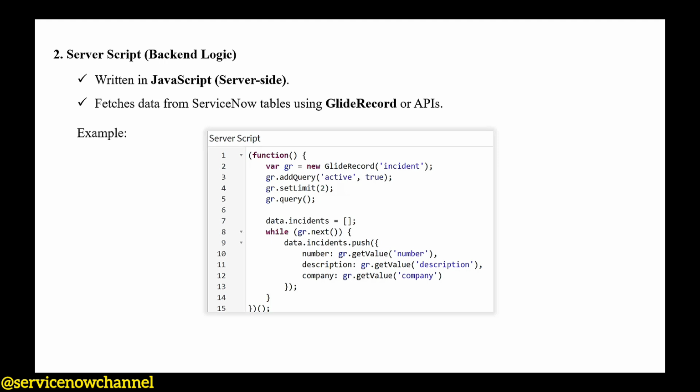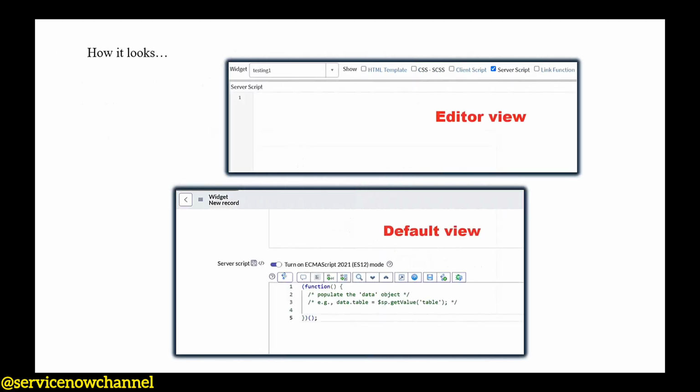We already use GlideRecord, right? The same thing we use in the server script to fetch data from ServiceNow tables. These are the major points for the server script, and this is some example code which we can define in the server script of a widget, and how it looks. Above is the editor view and below is the default view. As I said before, in the editor view we can script and preview in parallel, but in the default view we can't.